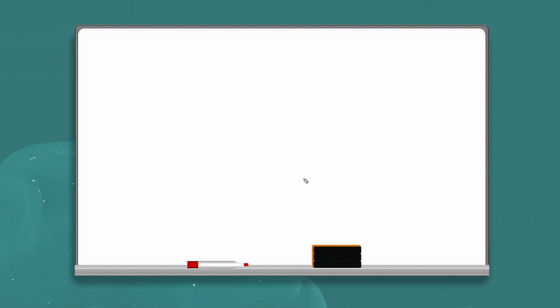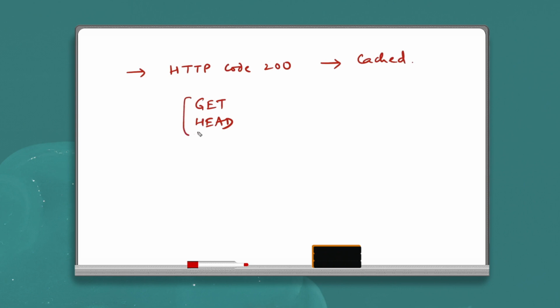Now let's talk about considerations when it comes to caching and compression. Keep in mind that only the responses that return HTTP status code 200 are going to be cached. So caching and compression occur only for HTTP status code 200 responses to a GET and a HEAD request.